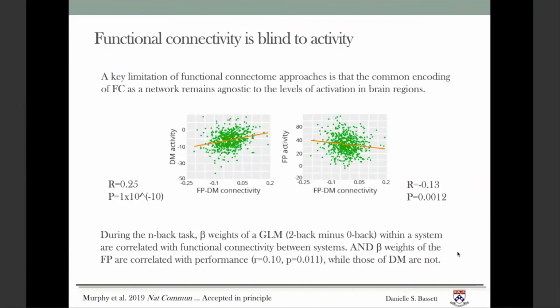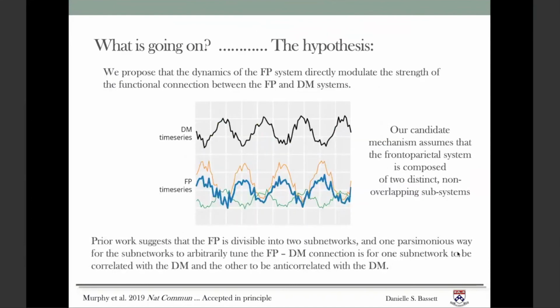Now, the next question we had was, which of these is possibly more or less related to N-back working memory performance? And what we found is that the beta weights specifically in the frontal parietal system are correlated with performance, but the beta weights inside the default mode system are not correlated with performance. So that suggests that there may be a specific role for the frontal parietal system and its activity level in supporting working memory function.